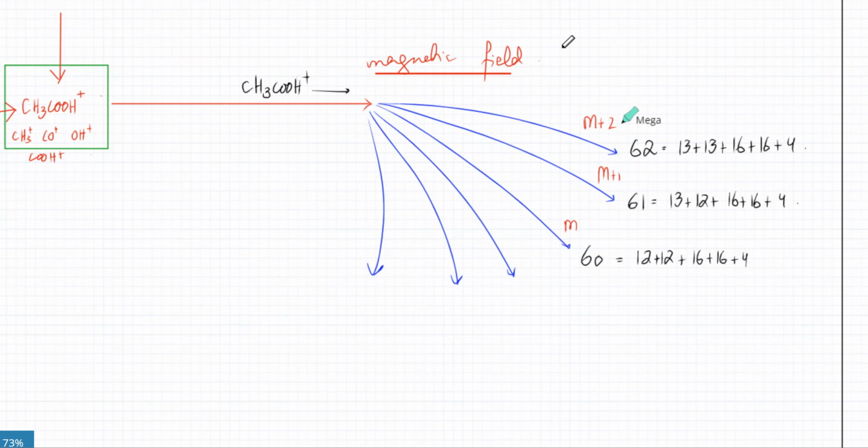Okay. And remember, I'm ignoring the fragments. There would be lots of fragments.